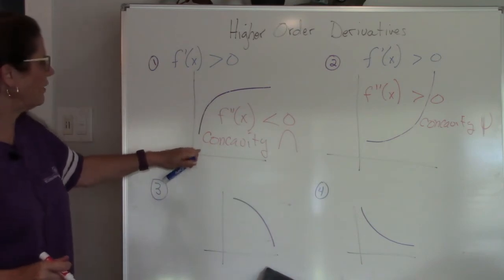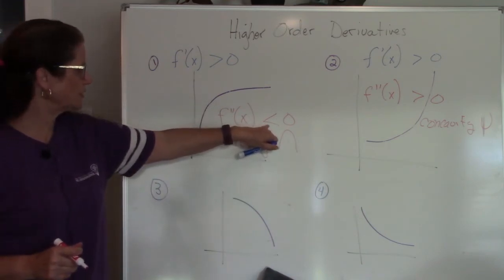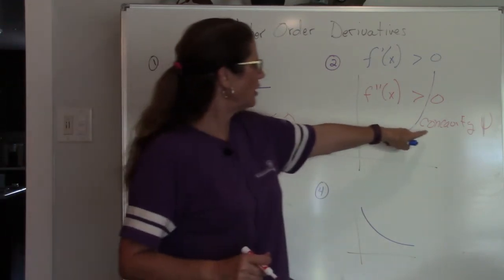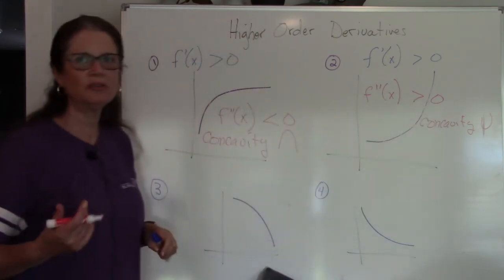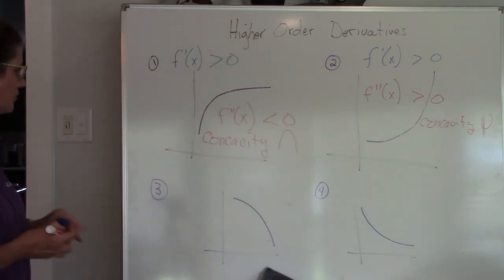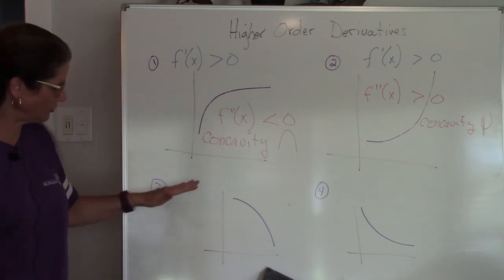Okay, here concavity is down because I have a decreasing second derivative. Here the concavity is up because I have an increasing second derivative. All right, so example 3 looks a little different.